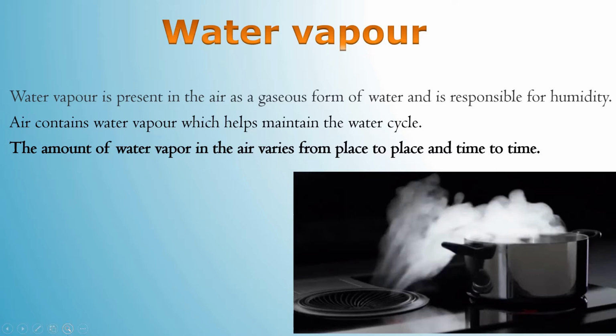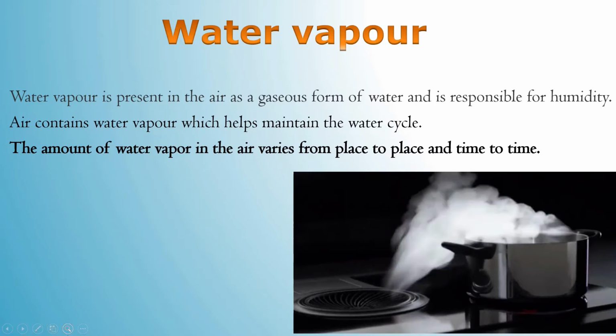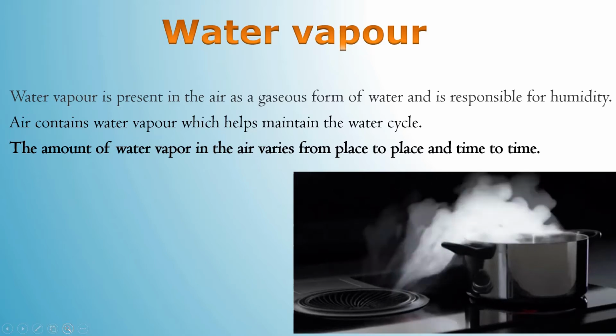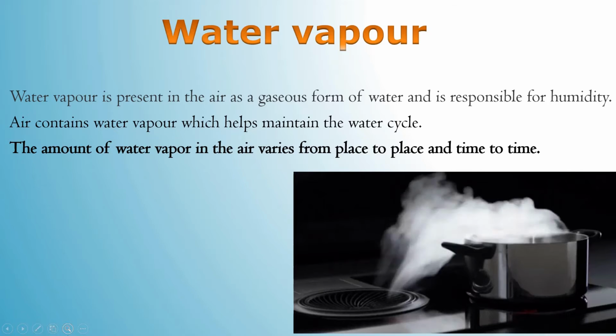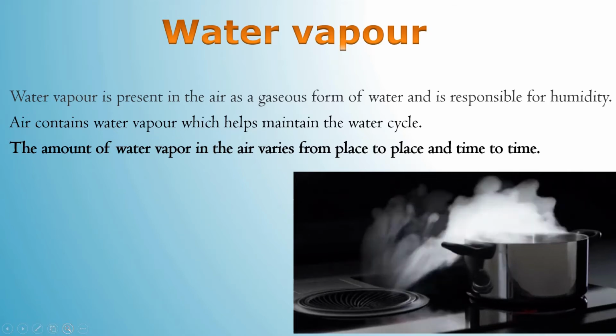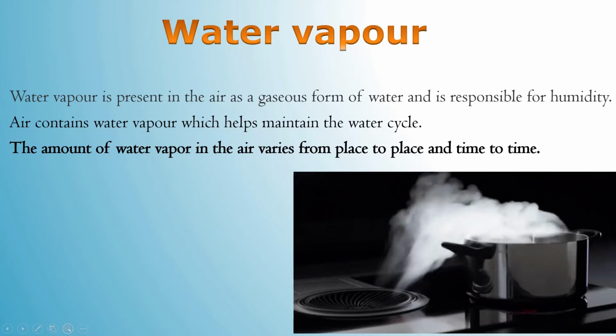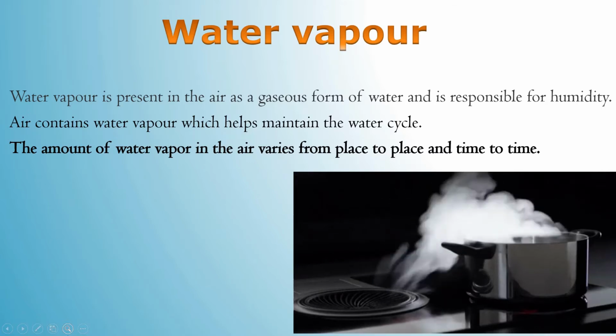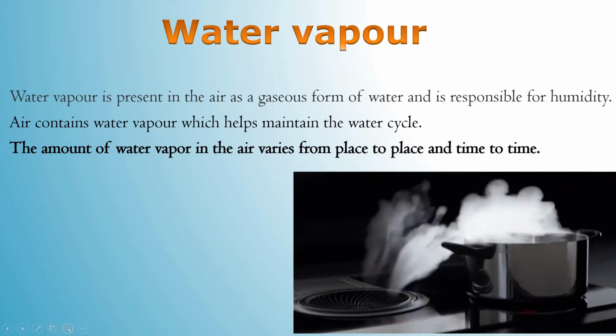Air contains water vapor which helps maintain the water cycle. The amount of water vapor in the air varies from place to place and time to time. So, the amount of water vapor present in the air is not fixed for all places and all times.